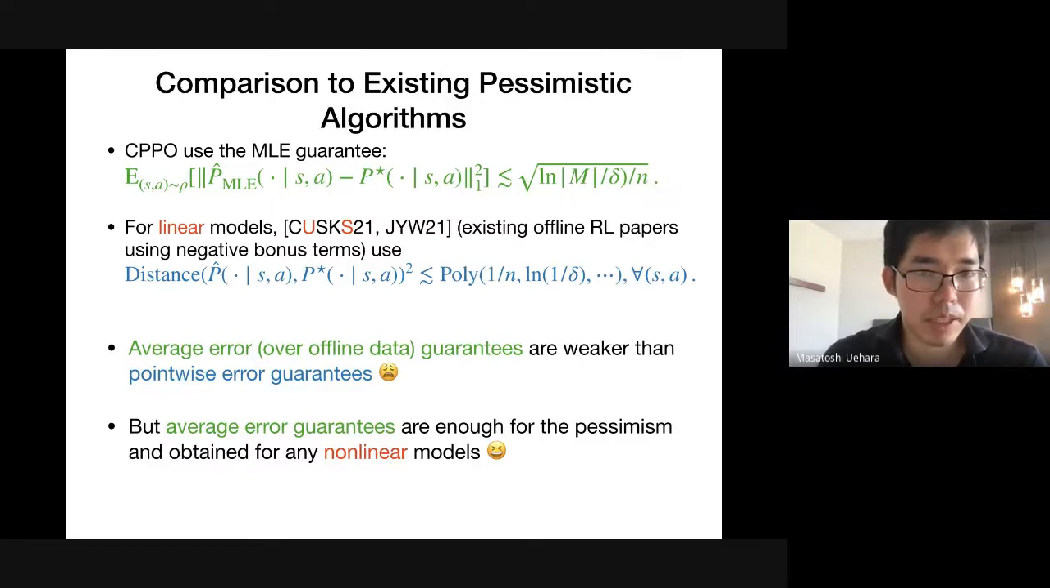Also, I want to mention the difference between our work and existing pessimistic model-based algorithms. In CPPO, we use an MLE guarantee, the total variation distance over the offline data. In the other paper, which is also our paper, CUSKS, we assume linear models. Then we can get a guarantee that the distance between P hat and P star is bounded for any S and A. So this is a point-wise error guarantee. Of course, average error guarantees are weaker than point-wise error guarantees. But actually, average error guarantees are enough for pessimism, and they can be obtained for any nonlinear models. So it's not restricted to linear models. That's why our result is very general.